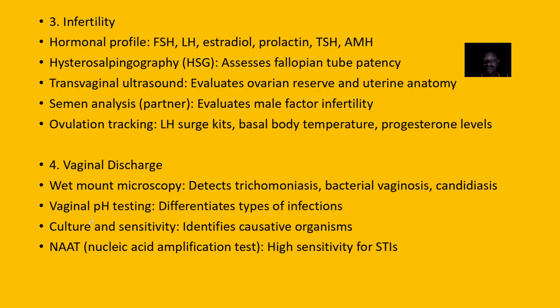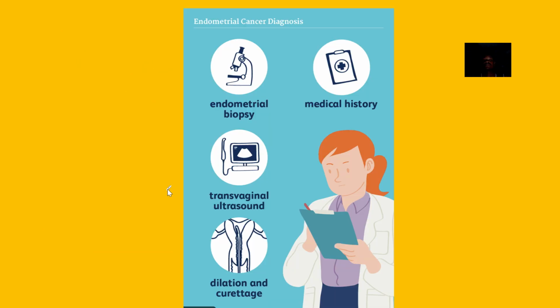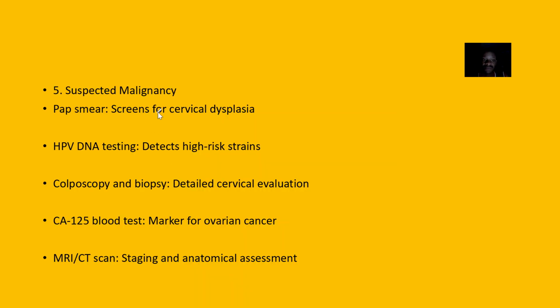Vaginal pH testing, culture and sensitivity, also you want to identify the organism. There's also nucleic acid amplification test, you want to still confirm the organism. So you can see some of them: endometrial biopsy, transvaginal ultrasound, dilation and curettage. So suspected malignancies, pap smear. Then you also try to check if there's human papilloma virus. They're called colposcopy, biopsy. Okay, then CA125 blood test, MRI or CT scans.